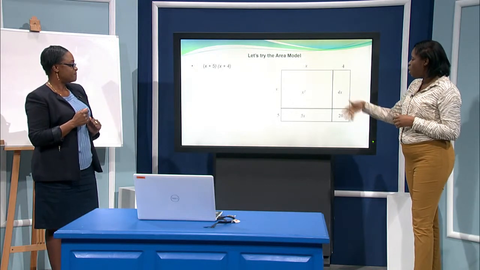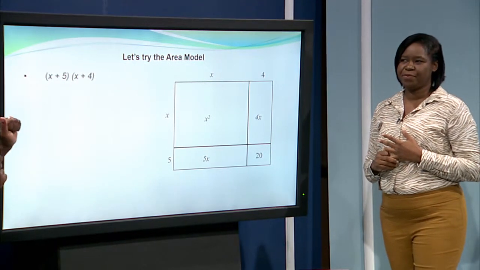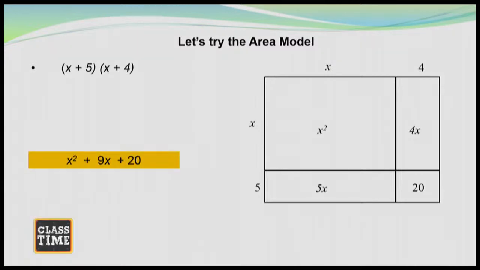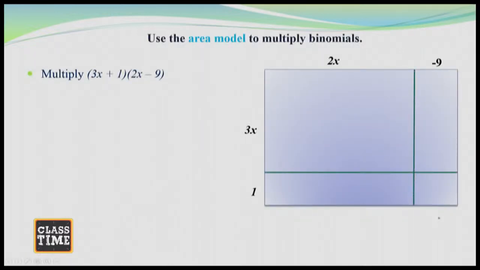So based on this, what would be our like terms? Our like terms would be 4x and 5x, because it's the same variable raised to the same power. And that's how we would have gotten that 9x in the middle of the expression. So the area model is quite useful, and it makes it very clear, especially for the visual learners.